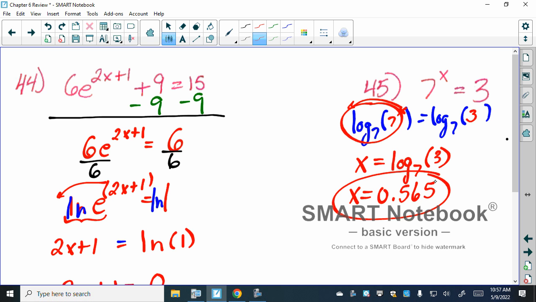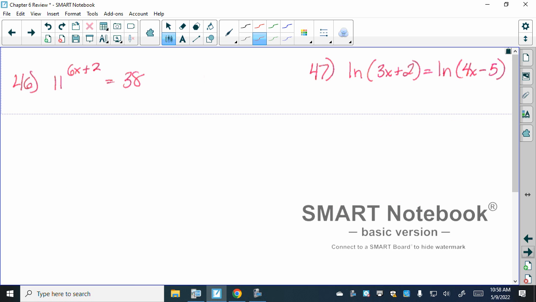Questions on any of this here? And part of the reason this does give us the same answer is our change of base. Log base b of x is equal to log of x over log of b, which is the same as ln of x over ln of b. So the natural log of 3 over the natural log of 7 is the same as log base 7 of 3. It's just our change of base formula. Any questions over any of this here? Questions over 46 or 47?